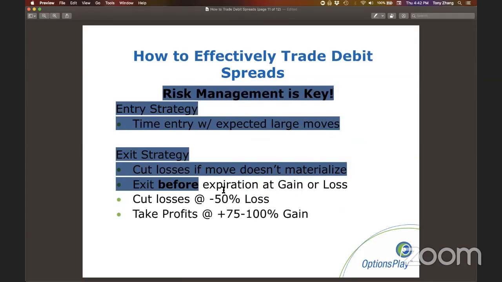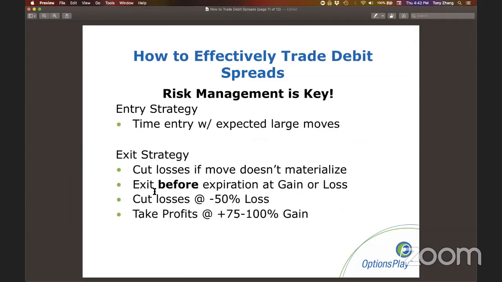Second of all, debit spreads is really generally a strategy where you want to exit before expiration. Debit spreads is not a strategy that you typically want to hold to expiration. Just like when you buy a call or a put, you generally don't hold those strategies to expiration. Same thing with the debit spread.